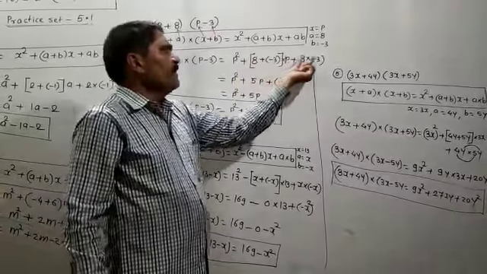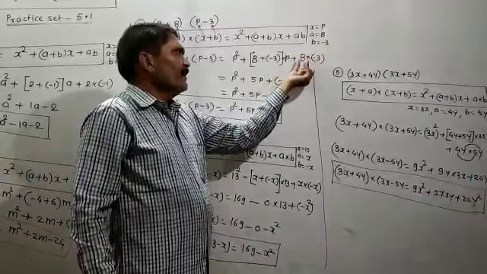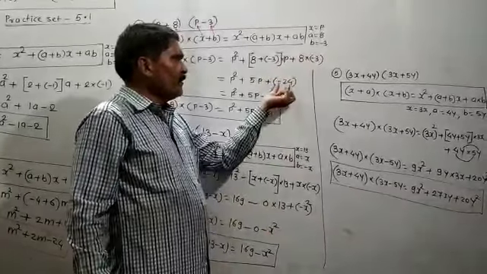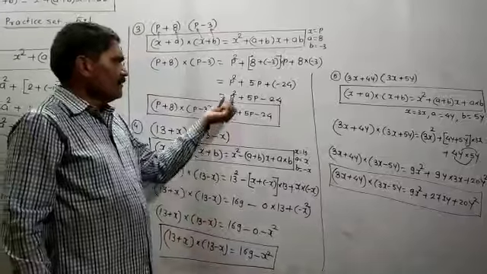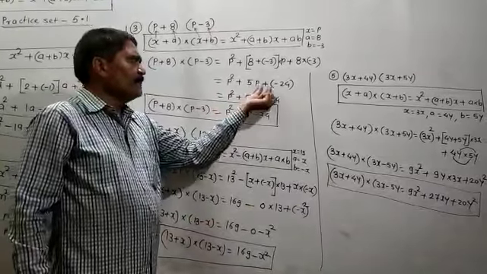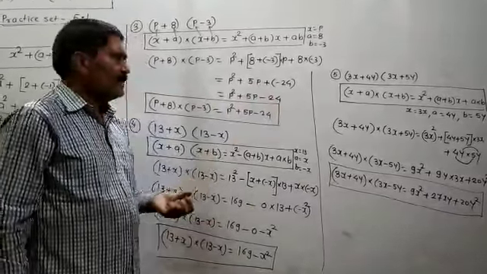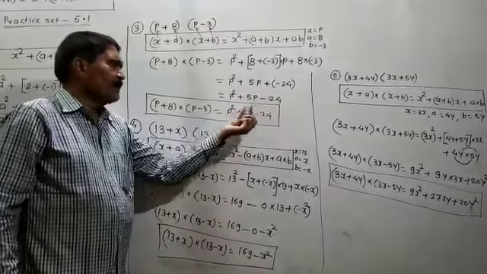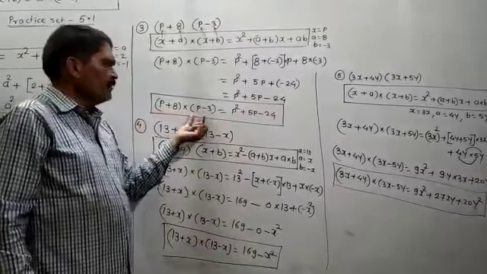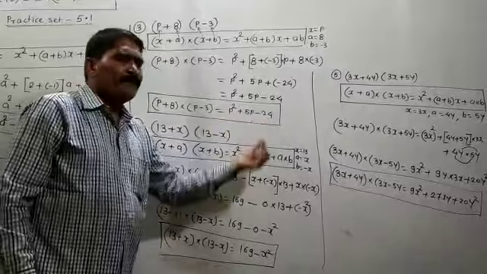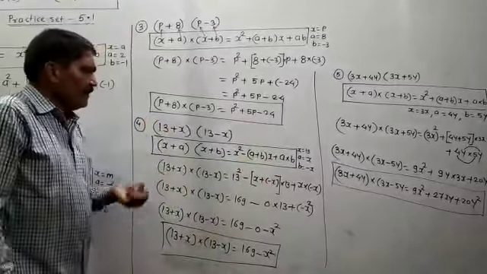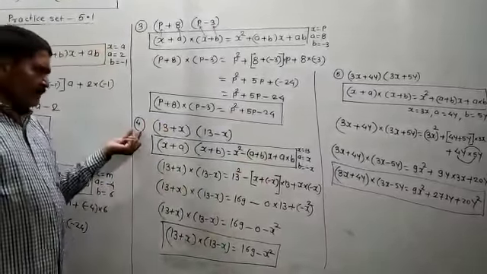Then 8 3s are 24. One number is positive, another one is negative, so the product is negative. So this will come p² + 5p, plus times minus is equal to minus, and this 24 will come here. So (p + 8)(p − 3) is equal to p² + 5p − 24. Then you have to start with example number 4.